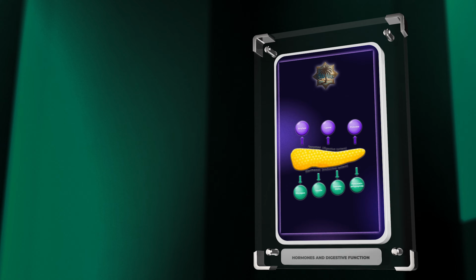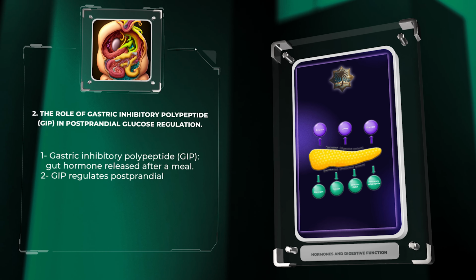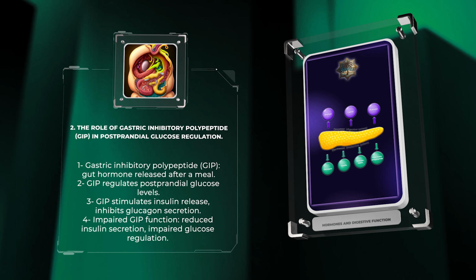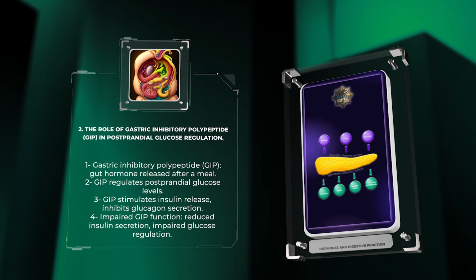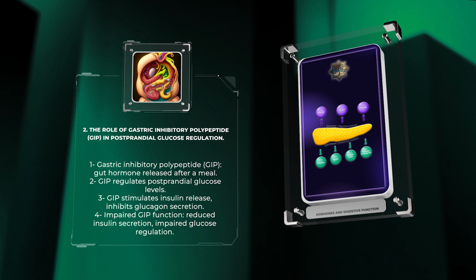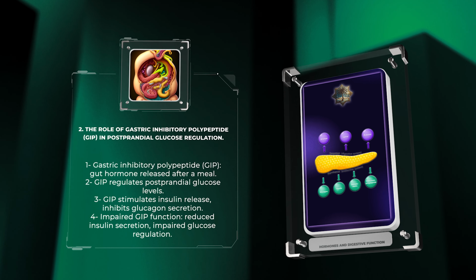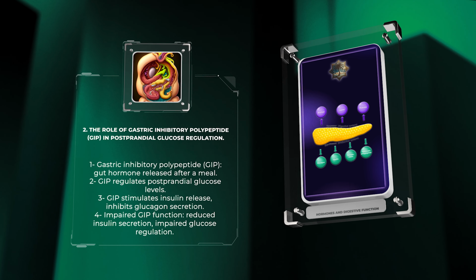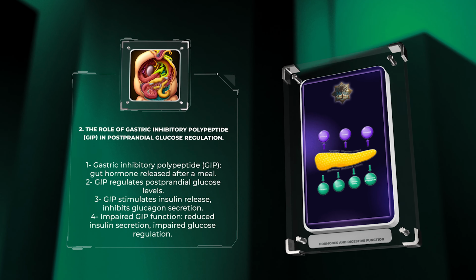Gastric inhibitory polypeptide, GIP, is a gut hormone released after a meal, primarily in response to the ingestion of carbohydrates and fats. GIP functions to regulate postprandial glucose levels by stimulating insulin release from pancreatic beta cells and inhibiting glucagon secretion. In individuals with impaired GIP function, such as those with type 2 diabetes, there is reduced insulin secretion and impaired glucose regulation. Developing a deeper understanding of the mechanisms underlying GIP secretion and its interaction with insulin can contribute to the development of novel therapies for diabetes management.